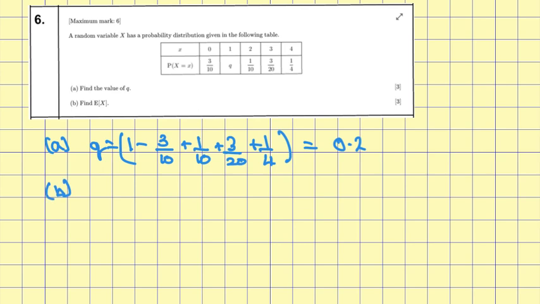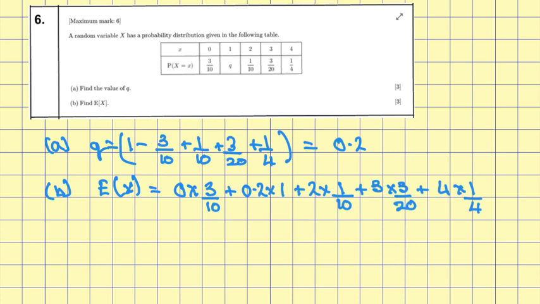Part B, find the expected value of x. Well, the expected value of x is we sum the value of x times its probability. So we get the expected value is equal to 0 times 3/10 plus 0.2 times 1 plus 2 times 1/10 plus 3 times 3/20 plus 4 times 1/4. So when you work it out, the expected value is equal to 1.85.